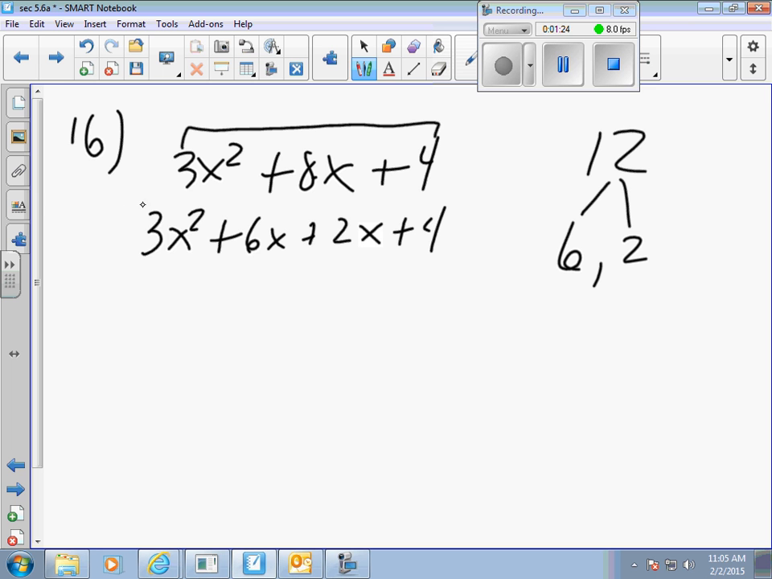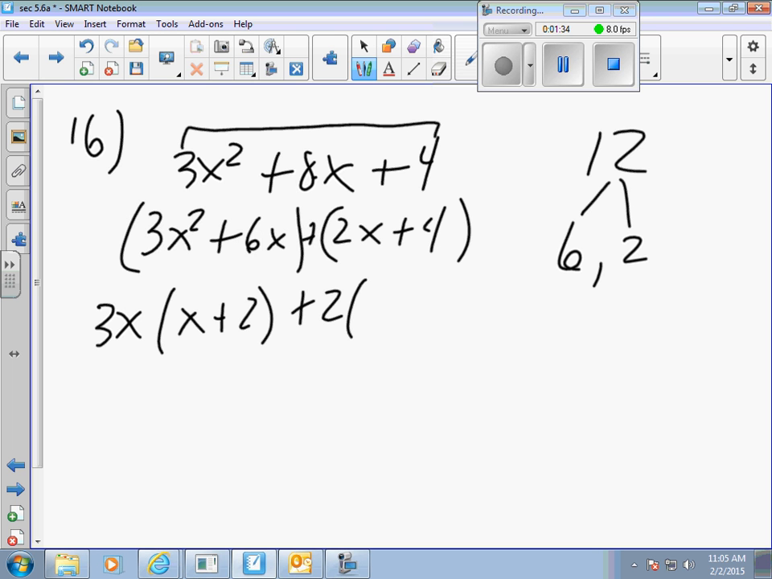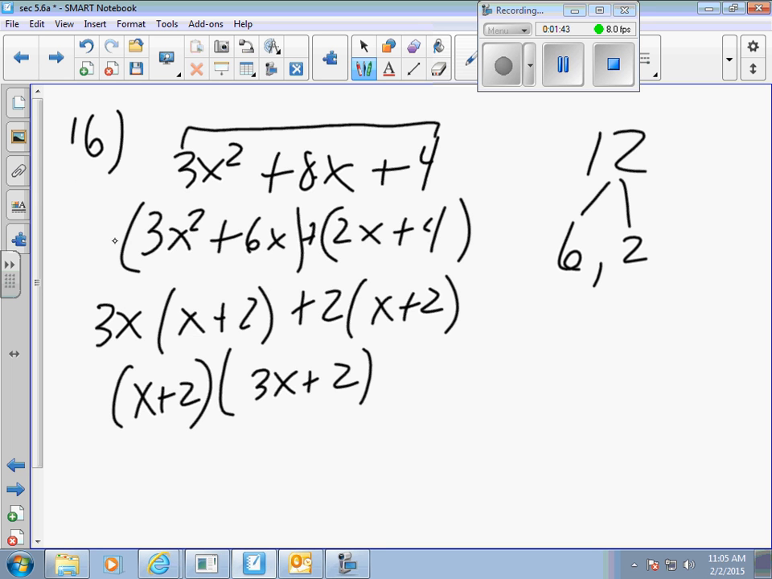And then I factor it by grouping the first two together, grouping the second two together. 3x is my greatest common factor, leaving me with x plus 2. 2 is my greatest common factor in the second grouping, leaving me with x plus 2. Rewriting my grouping, I get x plus 2 times 3x plus 2.